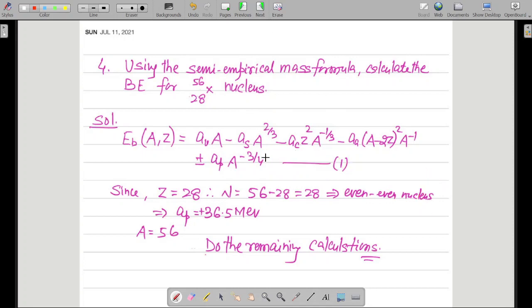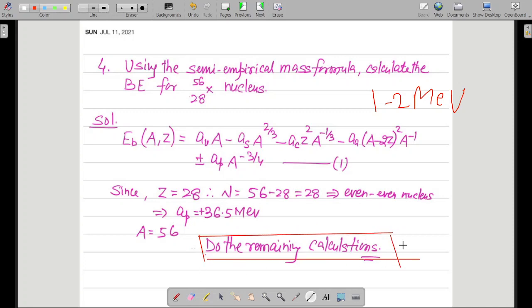And magicity energy has a value of 1 to 2 mega electron volt. So while writing the answer for this particular question, you should also mention it: considering the number of protons is a magic number in this particular nucleus, we will add the magicity energy which ranges from 1 to 2 mega electron volt. So you can add any number between 1 and 2 and then the answer will be complete. So I am giving this particular question to you as homework. Do the remaining calculations, that is your homework.